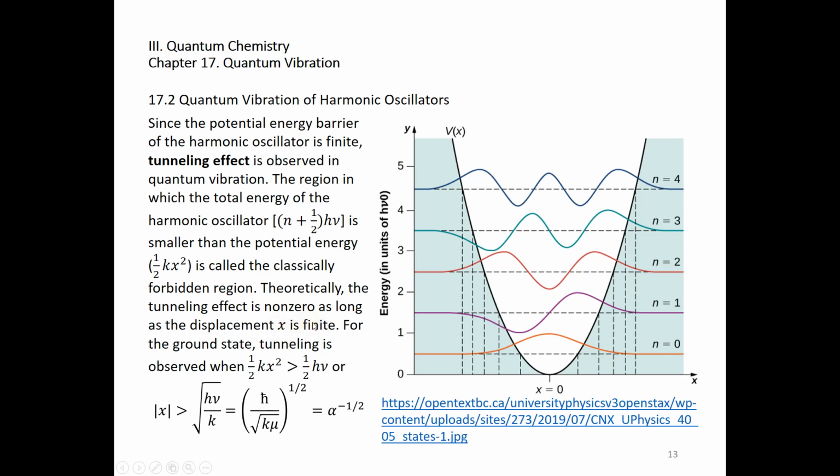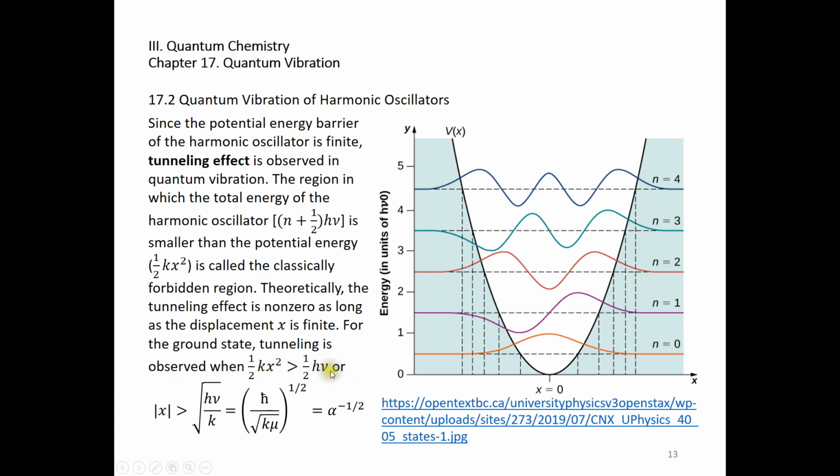Let's look at one example. The simplest example is the ground vibrational state. The total energy is simply 1/2 h nu, that's it. And then when the potential energy is greater than the total energy 1/2 h nu, we have a negative kinetic energy, and that's called quantum tunneling. It's in the classically forbidden region.